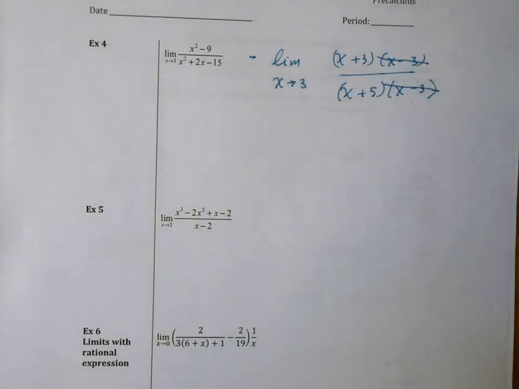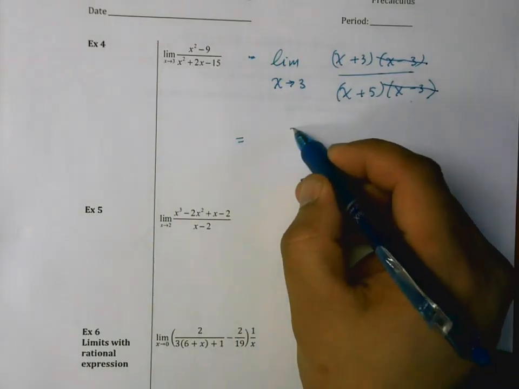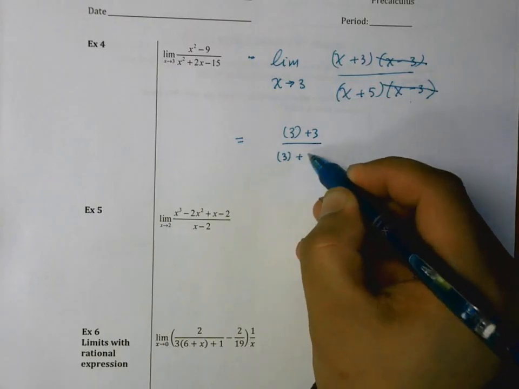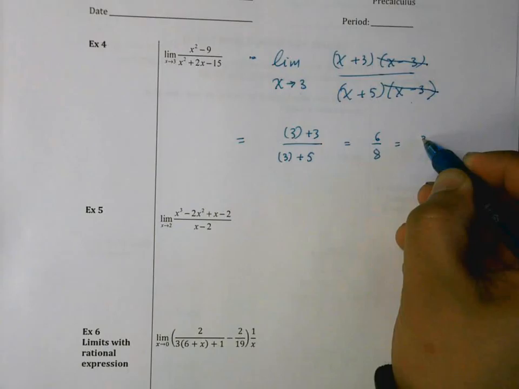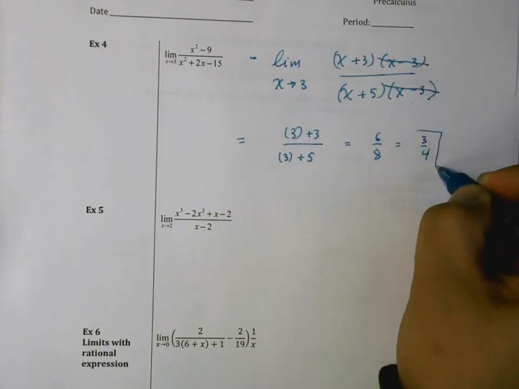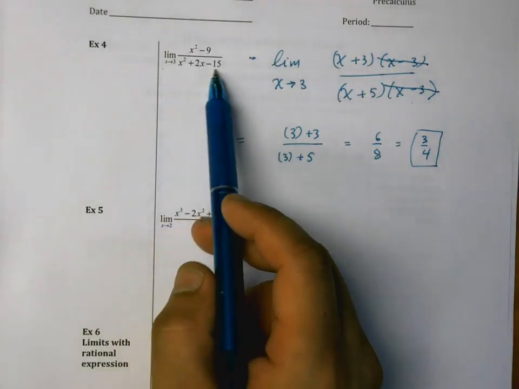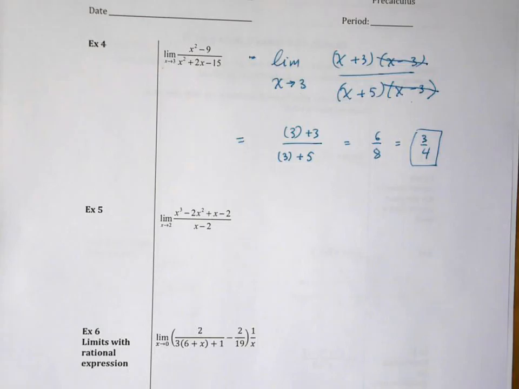So on the top, it's just 3 plus 3. On the bottom is 3 plus 5. So that's 6 over 8, or 3/4. Okay. In other words, as x gets closer to 3, this expression here approaches 3/4. Okay. Let's look at another one, and then next example, where this time we have x cubed.